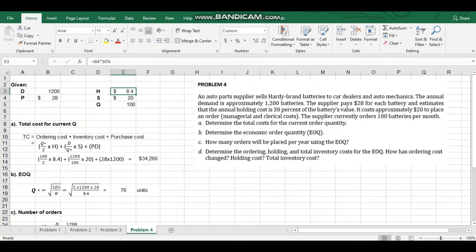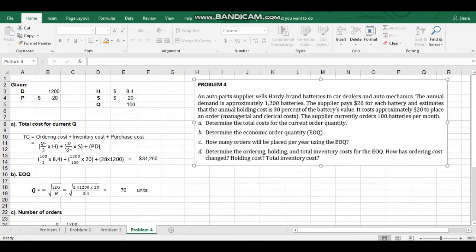And then it costs approximately $20 to place an order. So the ordering cost is $20. Okay. And then the supplier currently orders 100 batteries per month. So actually we have 100 as our initial EOQ, or Q. And then we have to determine the total cost for the current order quantity.